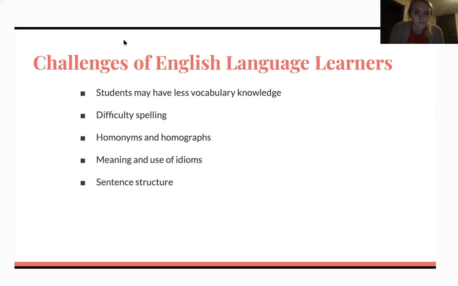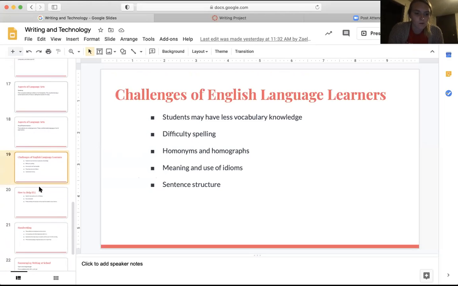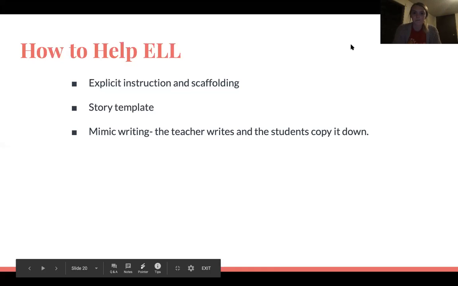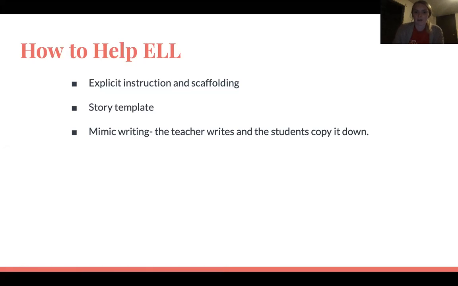Next we have how we can help ELL students. How to help ELLs, English language learners. Give explicit instruction and scaffolding. This is so, so important. Explicit instruction means giving the instructions over again and helping the student to the best of their ability. Giving them a story template is also really helpful, and mimic writing.